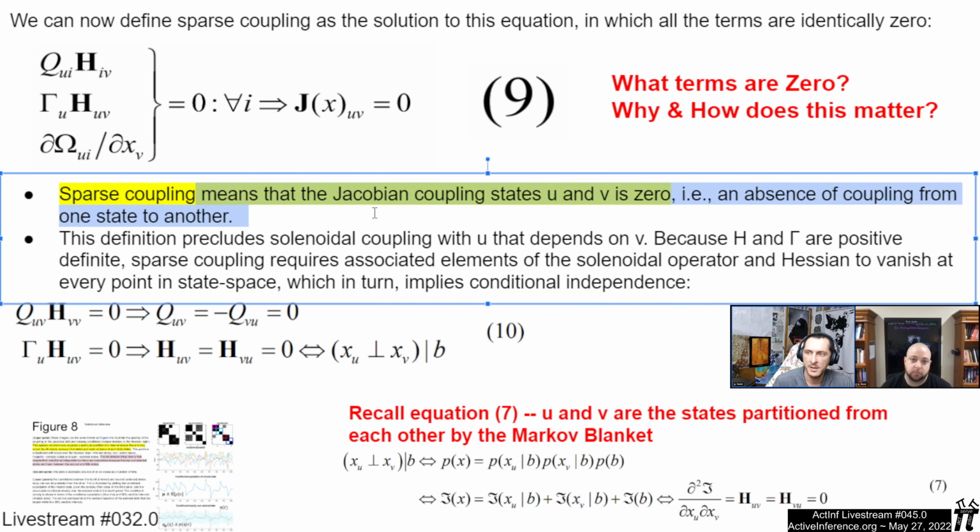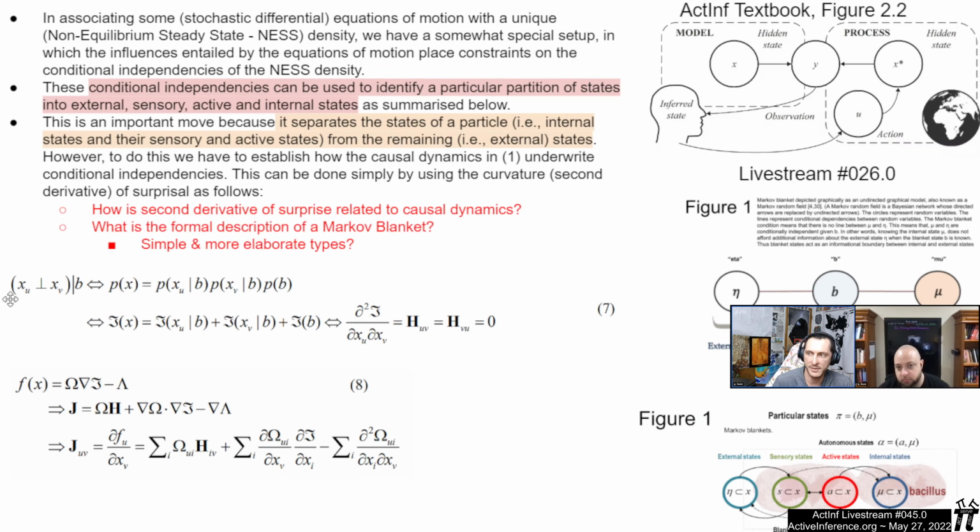Sparse coupling means the Jacobian coupling states U and V is 0. So on either side of the blanket is 0. Look in 7, U and V, they're on either side of the blanket, conditioned upon that blanket existing.